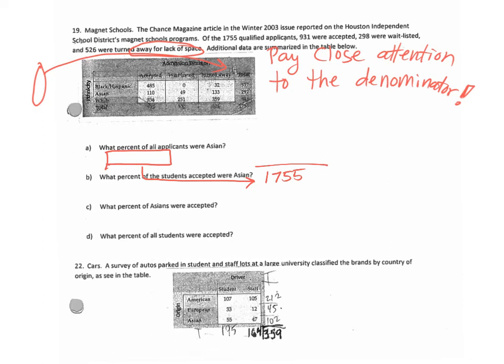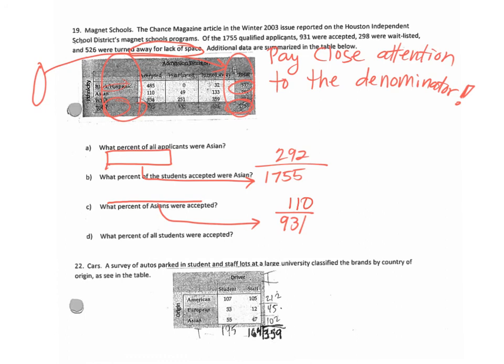Okay, and so you got the general gist, and you can keep looking at those. I'll put the answers on the rest of the video if you feel you need to look at that for checking yourself. Okay, so of all the applicants, the portion that are Asian is 292. Okay, B, what percent of the students accepted, so that's your denominator. Of the students accepted, 931 is your denominator. What of the students accepted are Asian? That's 110.